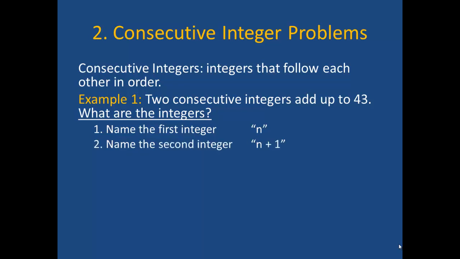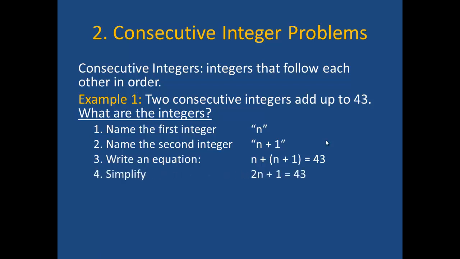Second step is to name the second integer. I don't know what the first one is, but I know that the next integer is going to be one number, one unit further down the number line. So if I call the first one n, then I have to call the second one n plus 1. My third step is to write an equation. So now I have the first integer plus the second integer equal to 43, because the problem tells me that the 2 consecutive integers add up to or equal 43.